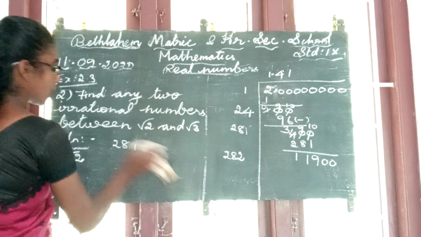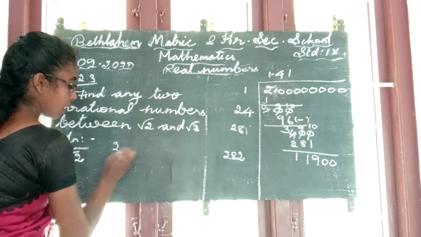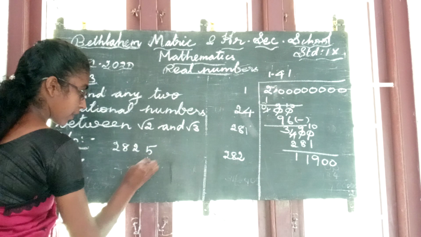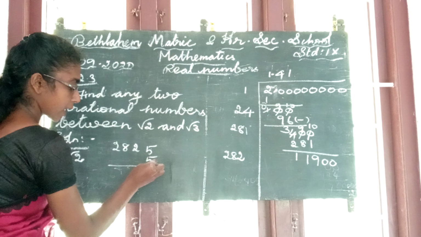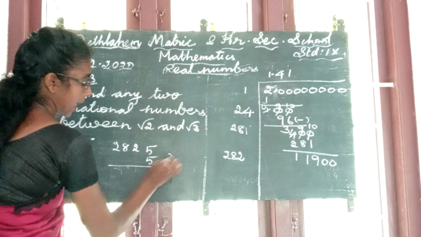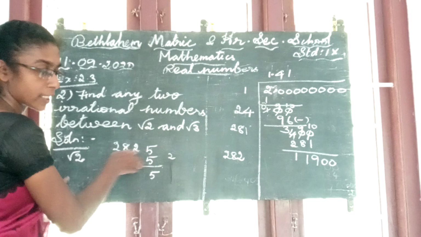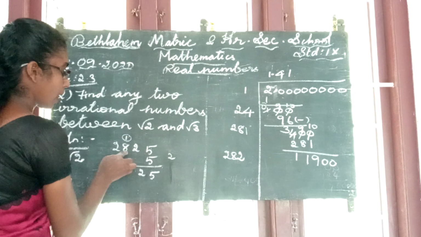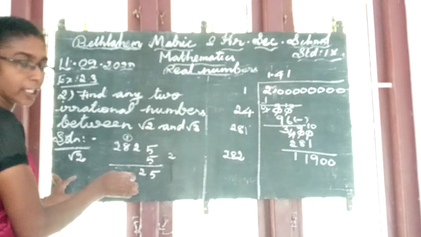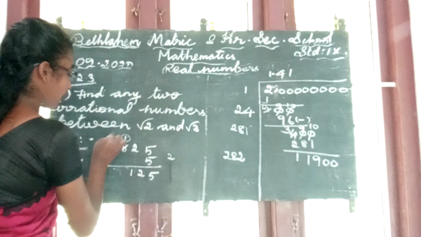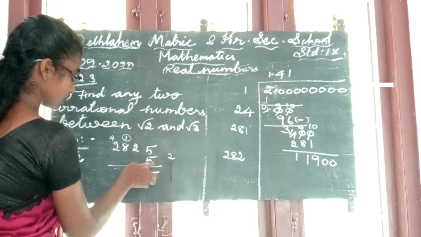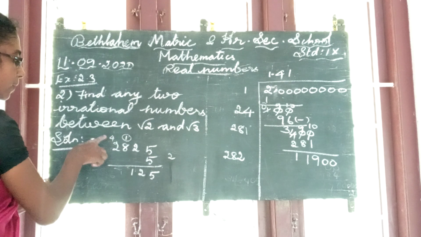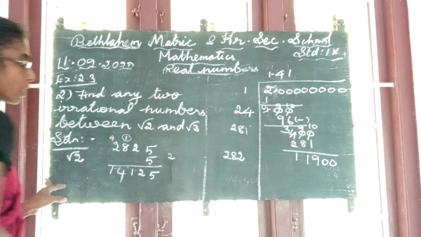282. Next, after 282 you want to add one number. 5 multiplied: 5 5s are 25. 2 balance. 5 2s are 10. 10 plus 2 is 12. 1 balance. 8 5s are 40. 40 plus 1 is 41. 4 balance. Next, 5 2s are 10. 10 plus 4 is 14.